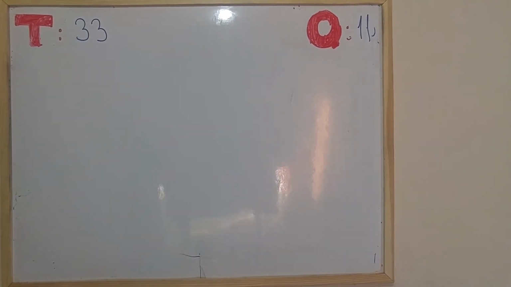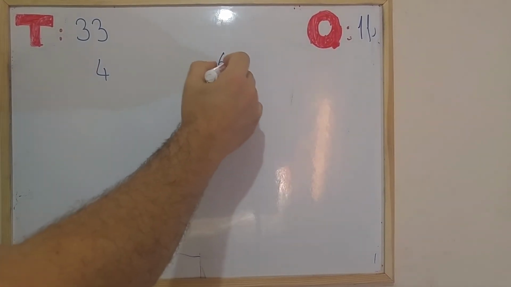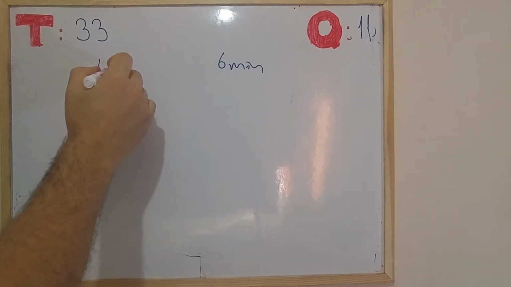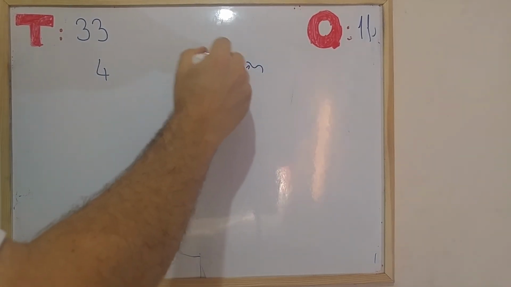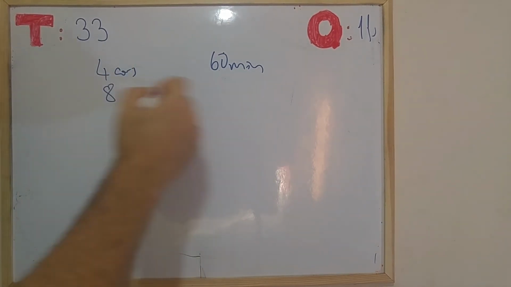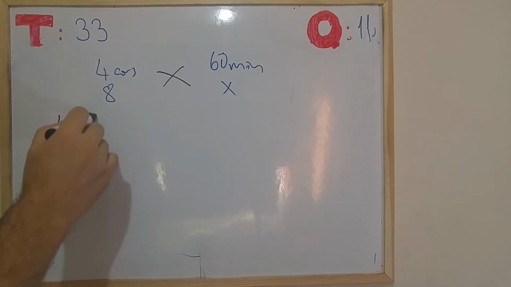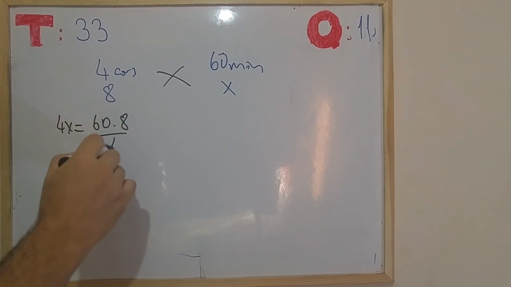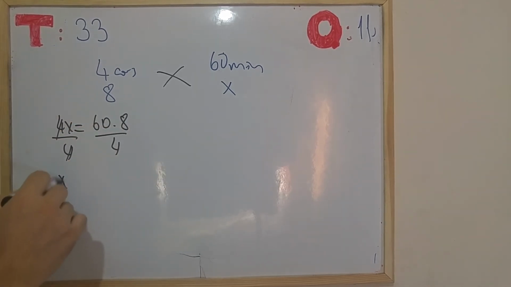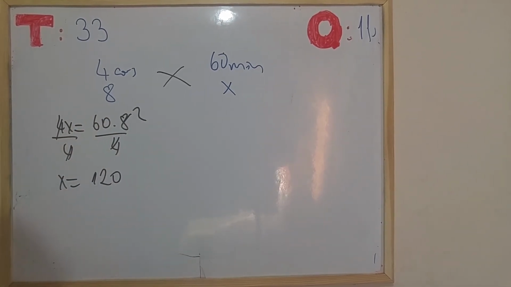Choose any point given. Let me choose the first one, 4 to 60. 4 cars take 60 minutes to wash. And how long would it take to wash 8 cars? Let's do the math. 4x is equal to 60 times 8. Dividing each side by 4, x will be equal to 120 minutes.